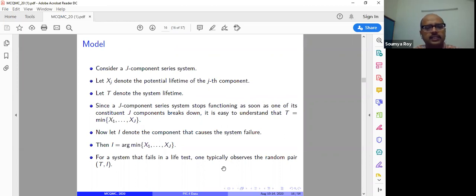So coming to the model, we have considered a J component series system, right? So the series system has J components. Let Xj denote the potential lifetime of the Jth component, and T denote the system lifetime. Since a J component series system stops functioning as soon as one of its constituent J components fails, it is easy to understand the system lifetime is the minimum of the component lifetimes. Also, let I denote the component that causes the system failure. So for a system that has failed in a live test experiment, we observe the system failure time T and the component which has caused the system failure, which is I.